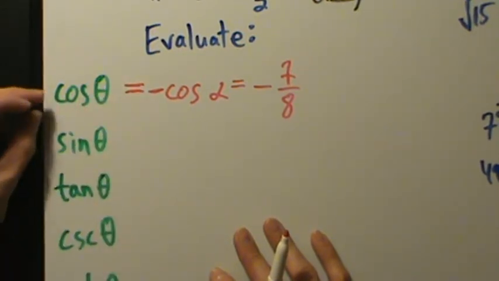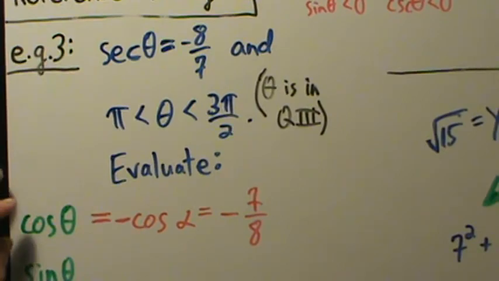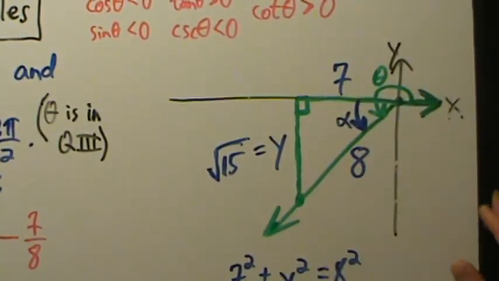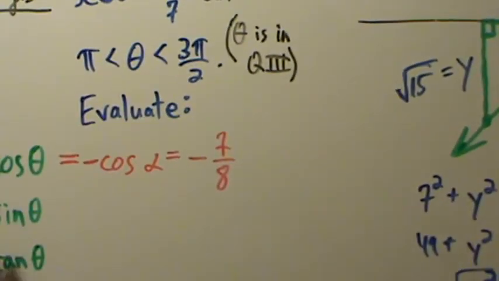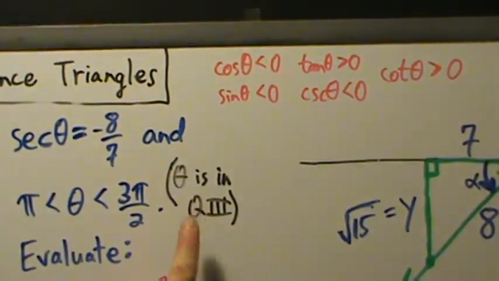So there's two different ways we can get the cosine of theta, but we see it's the same answer either way. It's either just the reciprocal of secant, so we get negative 7 over 8, or we could use the triangle we just made, and we'll get the same thing. Cosine of alpha is 7 over 8, slap a minus sign in front because cosine of theta has to be negative because theta is in quadrant 3.